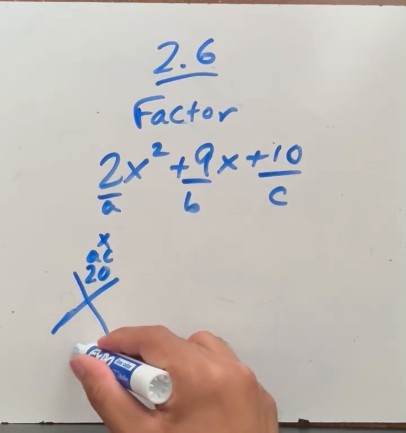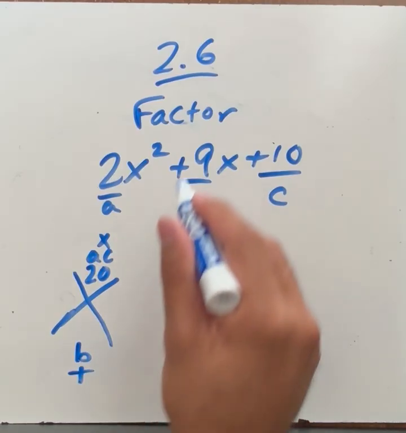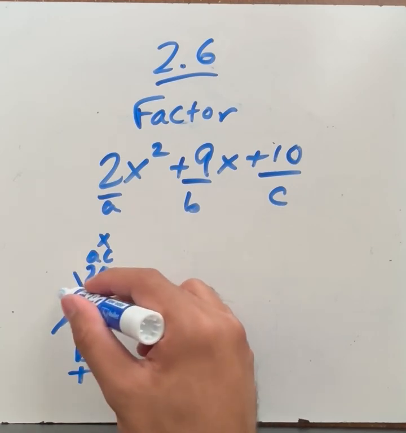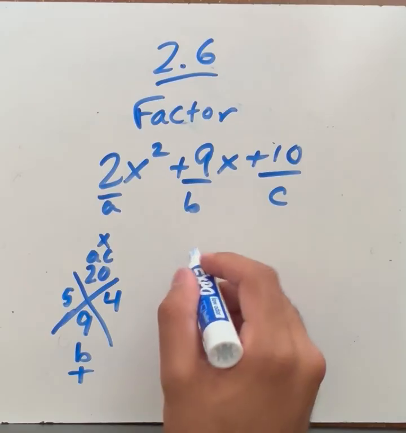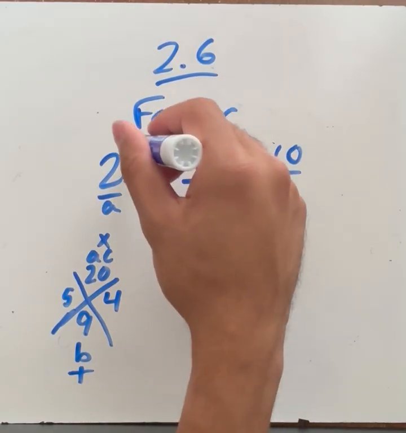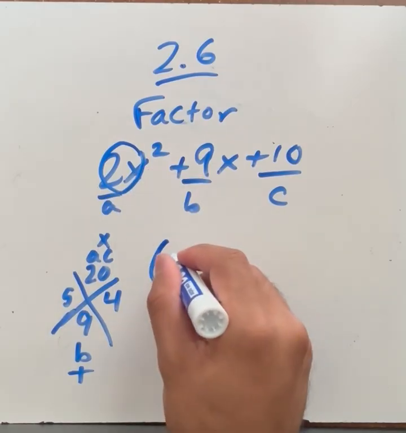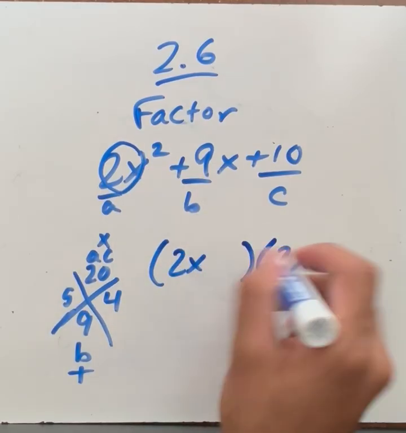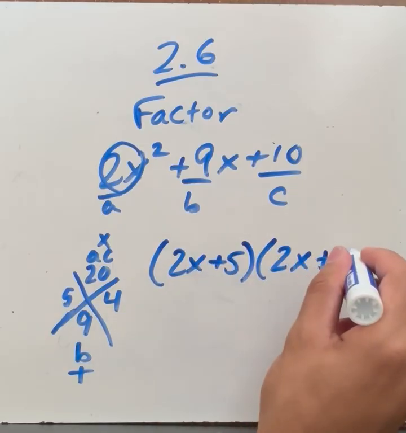Okay, we want two numbers that add to make B, and B is 9. So what are two numbers that multiply to make 20 and add to make 9? That would be 5 and 4. So in our parentheses, we'll put this 2x term into here and here. We'll put the plus 5 into here and the plus 4 into here.